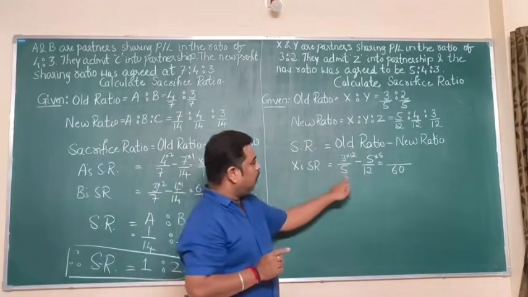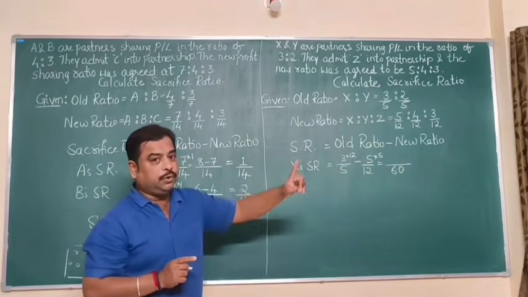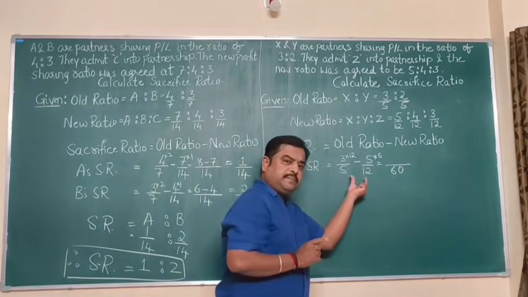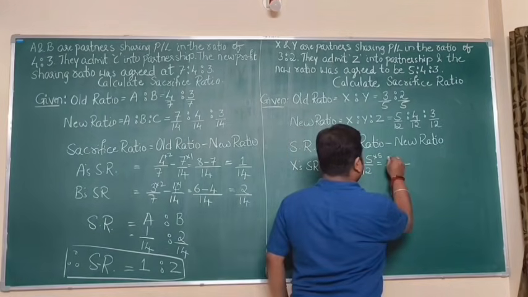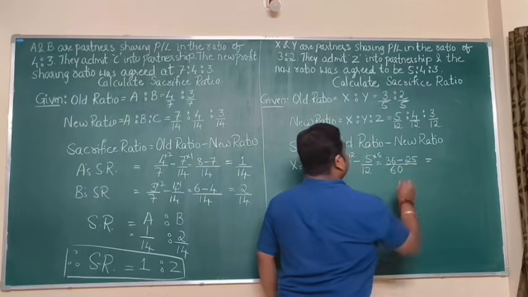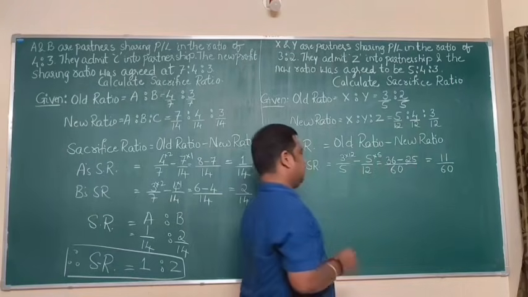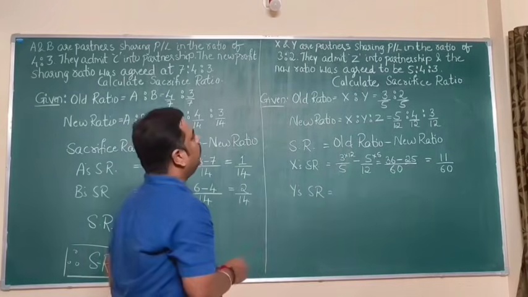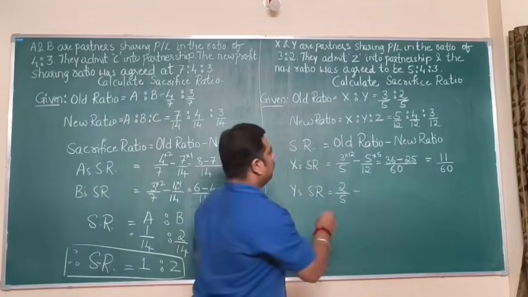Students, whenever you want to find the common LCM, there is a school method. In the previous video I have shown you how to get the LCM. If you don't know how to follow that, it is very simple. Whatever two different numbers are there, multiply them and keep the answer as the LCM. So 3 12s are 36 minus 5 5s are 25. So 36 minus 25 is 11, so 11 by 60.